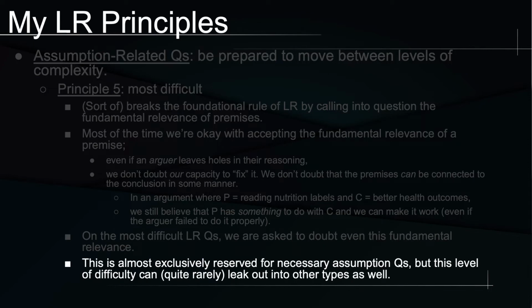This is almost exclusively reserved, as I've been saying, for necessary assumption questions, but this level of difficulty can quite rarely leak out into other types as well. And so an example of how that would apply to the nutrition label and health outcome situation, the example that I just provided on the slide: in a necessary assumption question, we would sit there questioning whether or not nutrition labels have anything to do with health, like, period.